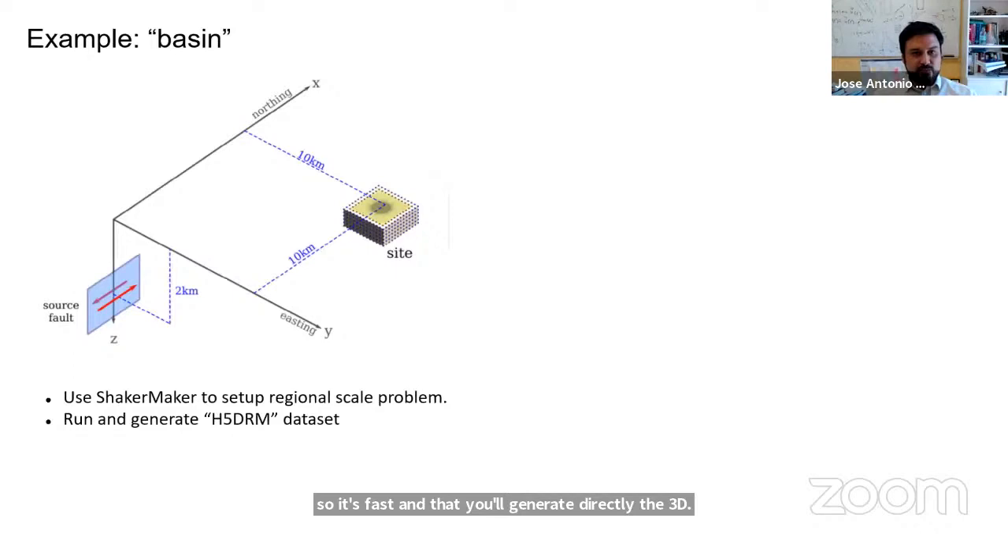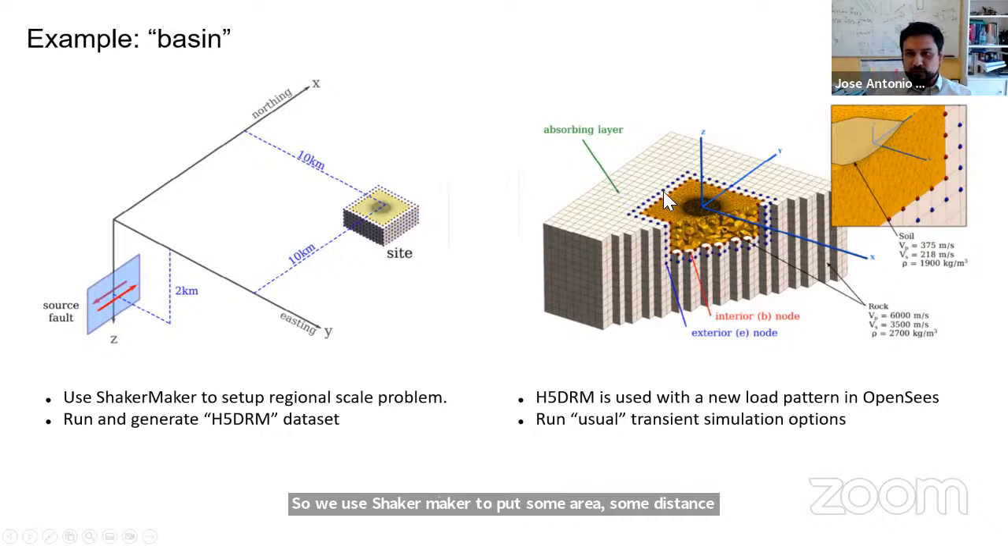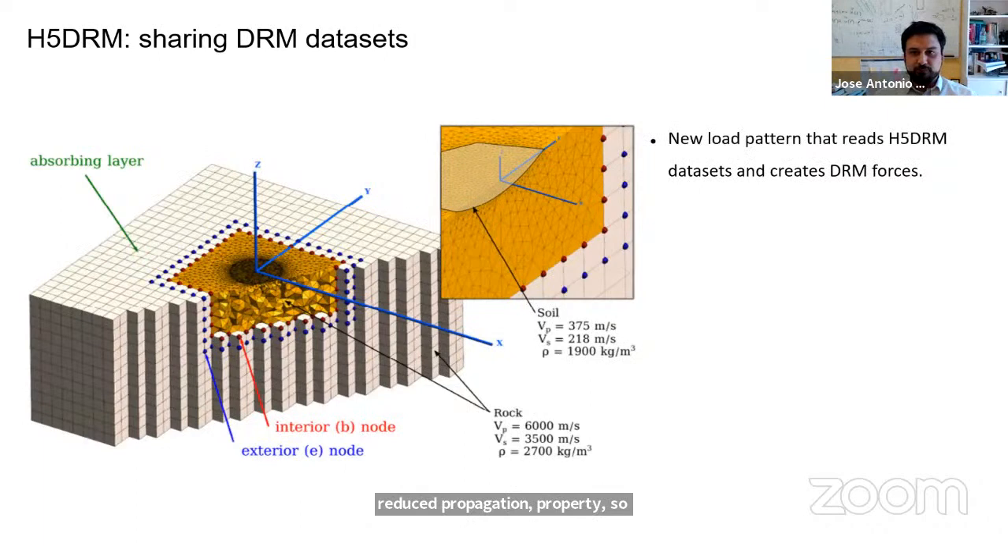So we use Shaker Maker to put some area some distance away from a fault. And there's a little feature in there. There's a local scale model, which is a finite element model. And there's a little basin which has reduced propagation properties. So basically you can see all the components of the DRM model. I'm going to go a little bit faster now because of time.